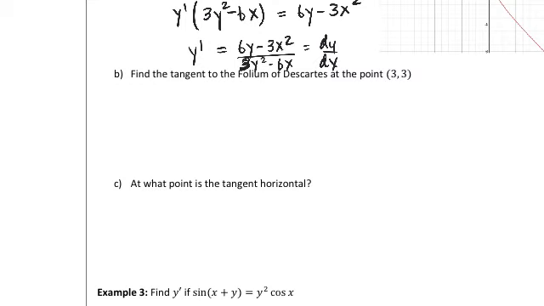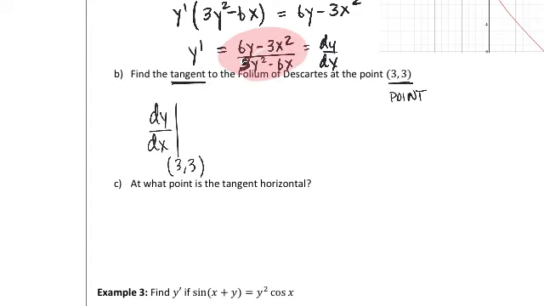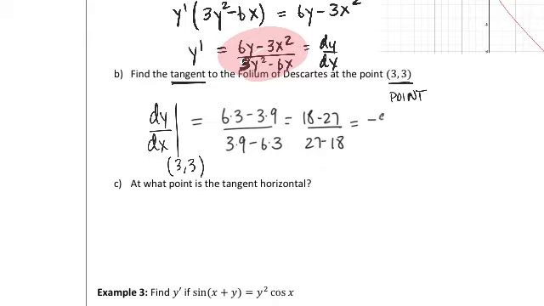Okay, so now we have that equation, and we're asked to write the tangent line at (3, 3). So here's my point. Half the problem is done. My slope, which is dy/dx at (3, 3), well, I have this equation that I just found right here, this guy. So I'm just going to put 3 in for x and y in there. I get 6 times 3 minus 3 times 9 over 3 times 9 minus 6 times 3. So I think it's 18 minus 27 over 27 minus 18, which is negative 9 over 9, or negative 1. Negative 1 is my slope.